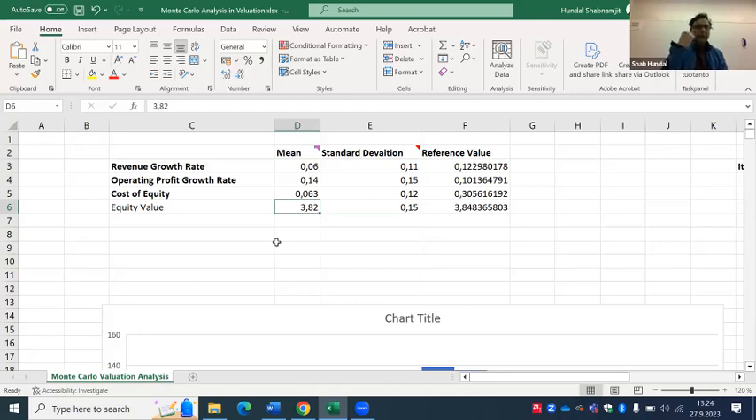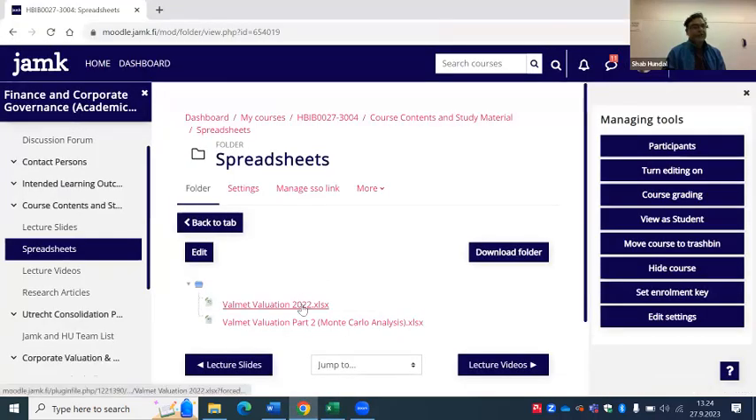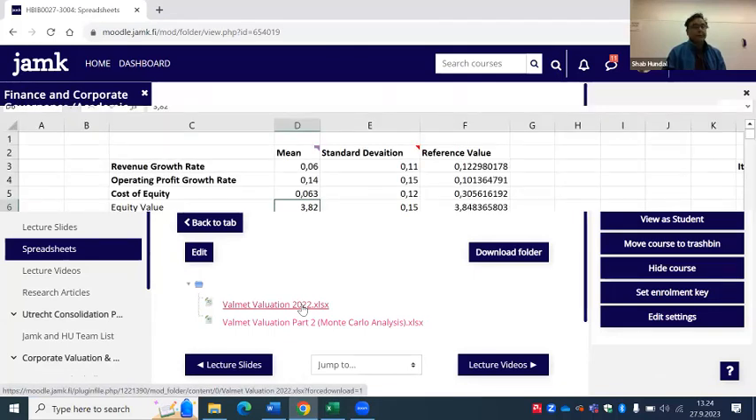Now, to move further, in order to apply a Monte Carlo model, we need to first investigate what are the shortcomings of the Gordon growth model. If you look at this Valmet valuation first sheet, we concluded at the end of our finding that Valmet's stock price is 3.82 something.